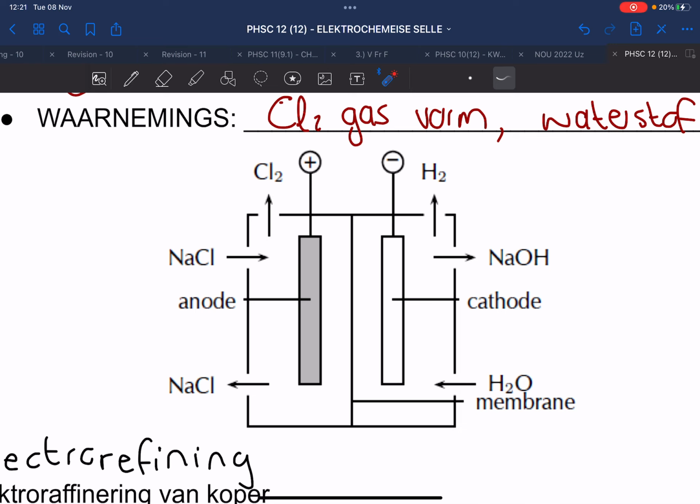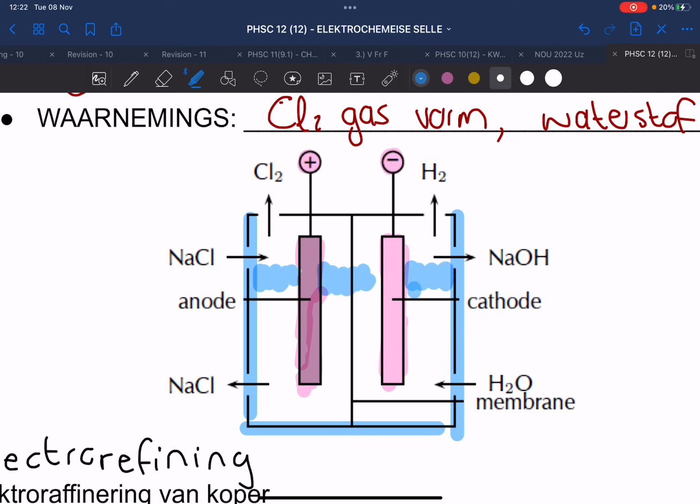Reg. So kom ons kyk net gou wat het ons hier. Dis jou container. Daar is jou houer. In jou container, you have 2 electrodes, 2 elektrodes. Okay, obviously we have a positive and a negative electrode. En dan het jy nou hier, in here you have your liquid. Jy het jou vloeistof. Ek gaan nou nie te veel inkleer nie, but you get the idea.